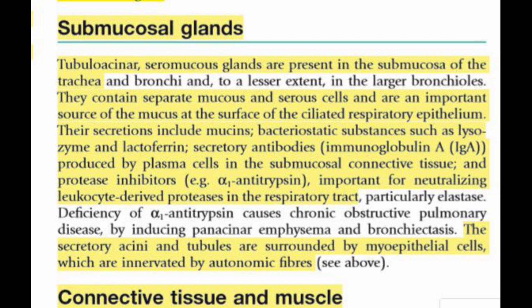These submucosal glands are further surrounded by myoepithelial cells, which are innervated by autonomic fibers. Question: what are the two types of submucosal glands? What do they secrete? And what are the cells that are supporting cells of these cells?